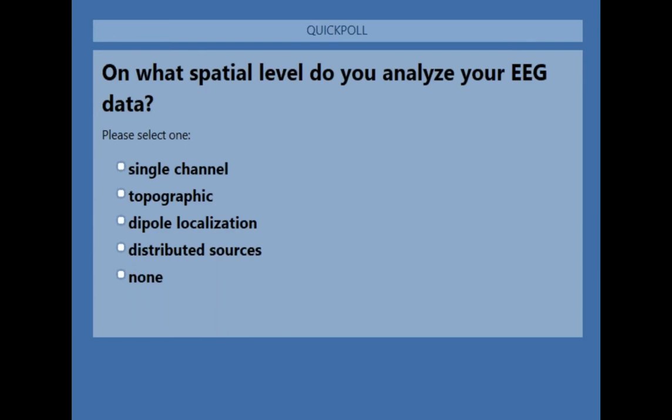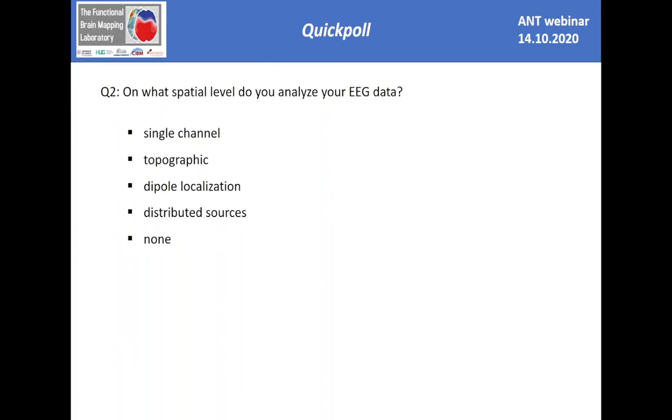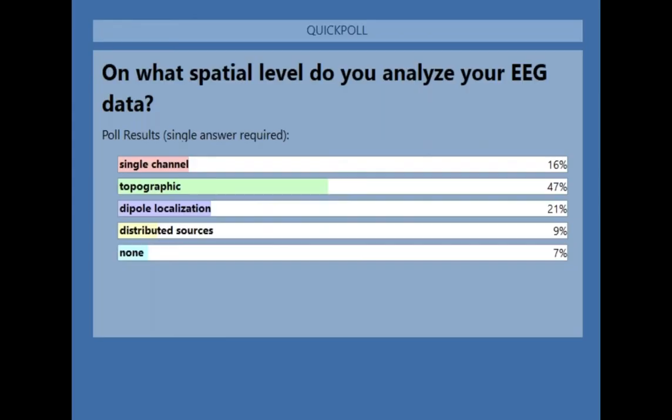All right, around 66% voted. We close the poll and share the results. Topographic EEG analysis has the highest vote, 47%. Then dipole localization, 21%. Single channel, 16%. Distributed sources, 9%. And 7% selected none.